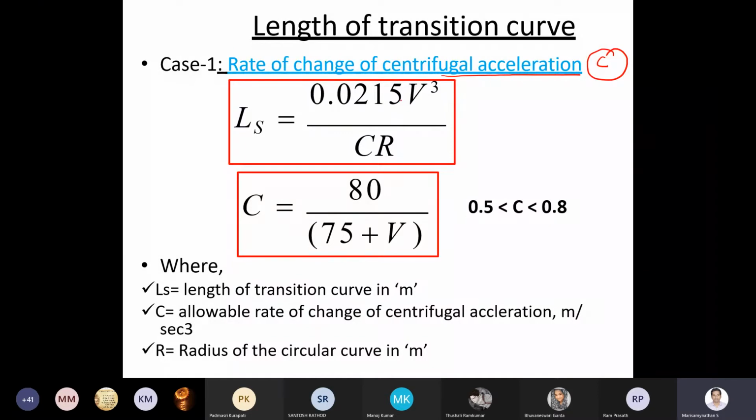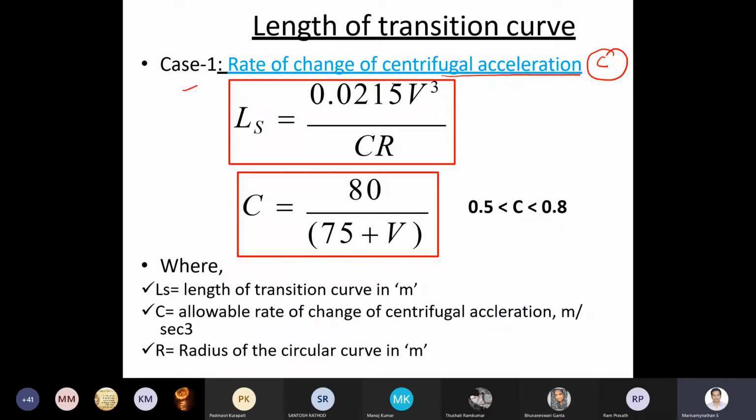Second will be the super elevation, how the rate of introduction of super elevation we are providing. According to that, the length of the transition curve is changing. The third case will be the IRC standard equations. So we estimate directly in these three cases, and whichever comes as the maximum length, that we provide as the final length of the transition curve.